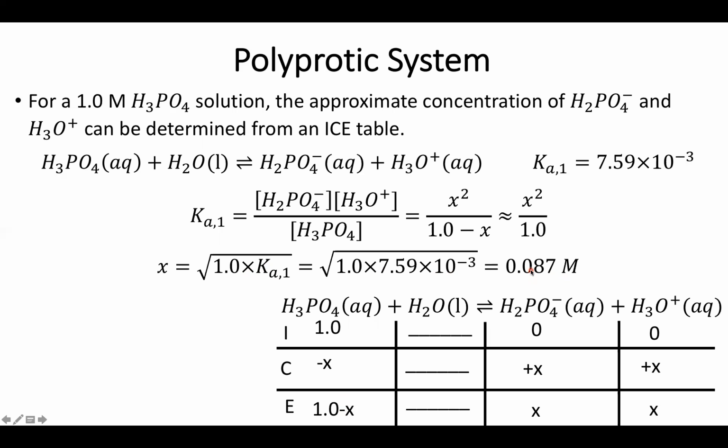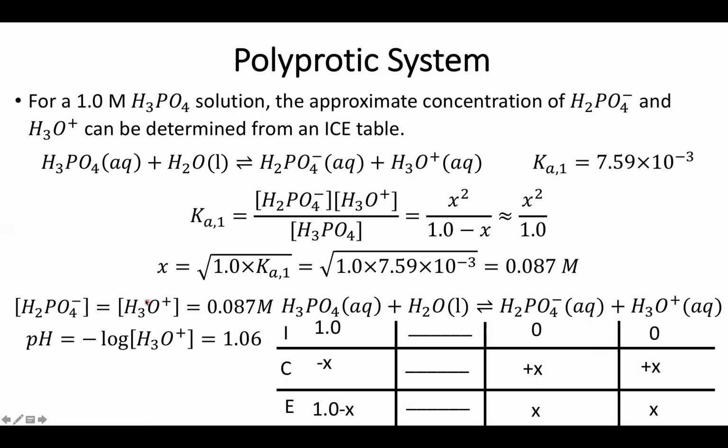A good cutoff for when we could drop the X is 5%, and here we're sitting at about 9%. However, it turns out if you are going to run the math correctly, so do the quadratic equation, it would come out to be about 0.84. So for our purposes, this is going to be close enough. So we can then use this X value to determine the amount of free protons and dihydrogen phosphate present in solution.